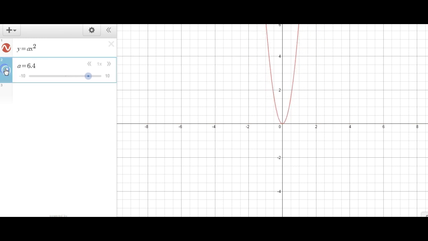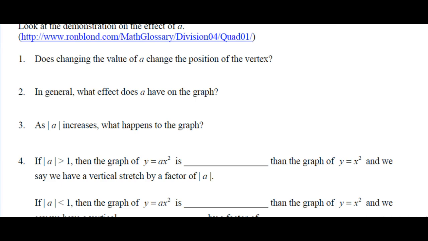Okay, playtime's over. All right. So, does changing the value of a change the position of the vertex? No. In general, what effect does a have on the graph? The width of the parabola. Width of the parabola. Okay, sure. So it makes the graph narrower or wider.